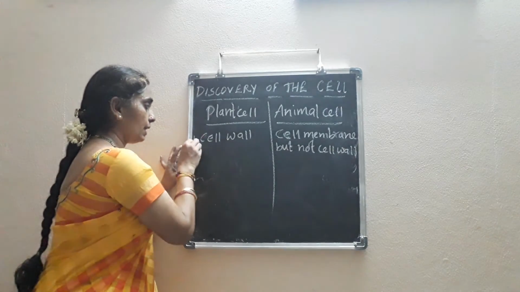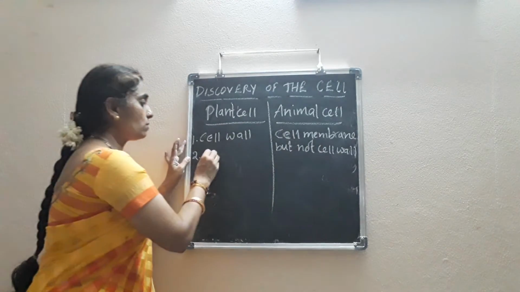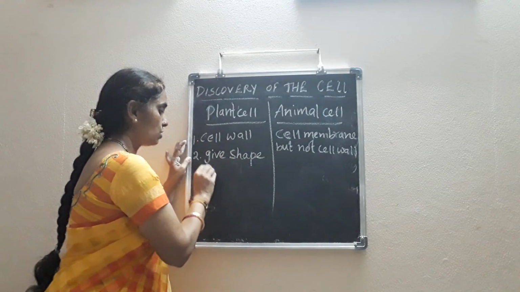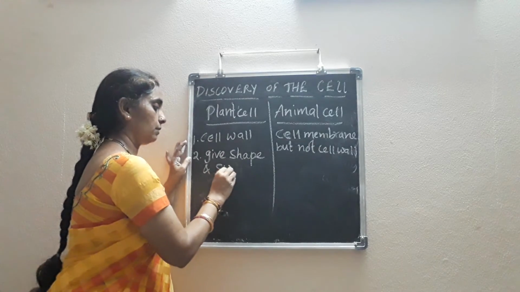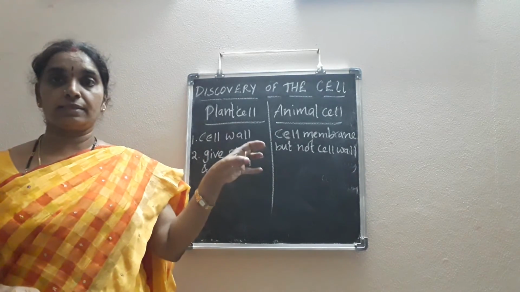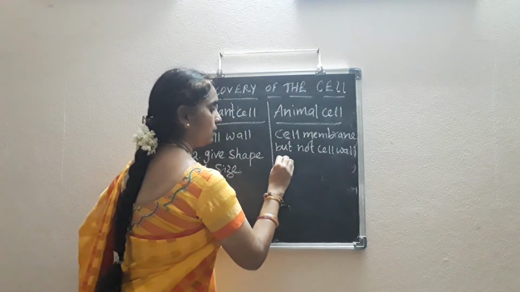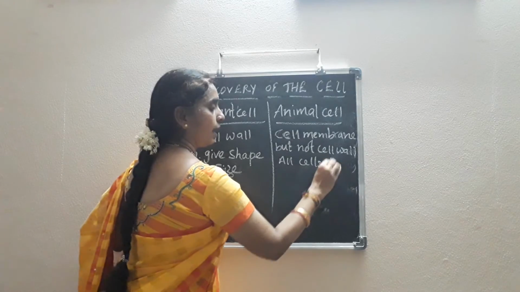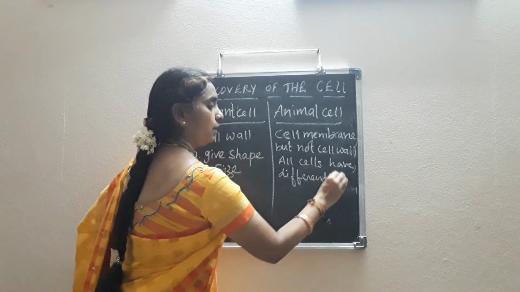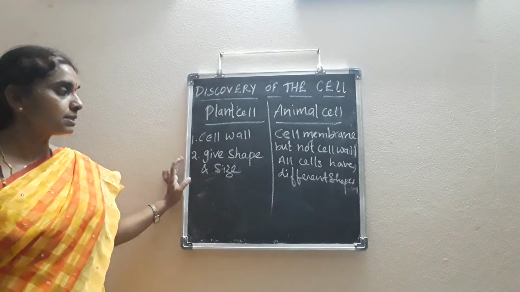So we can see that the plant cell contains the cell wall and the cell membrane, and the cell wall gives shape and size to the cell. Okay children, and all the cells of the animal have different shapes. Animals have various shapes.